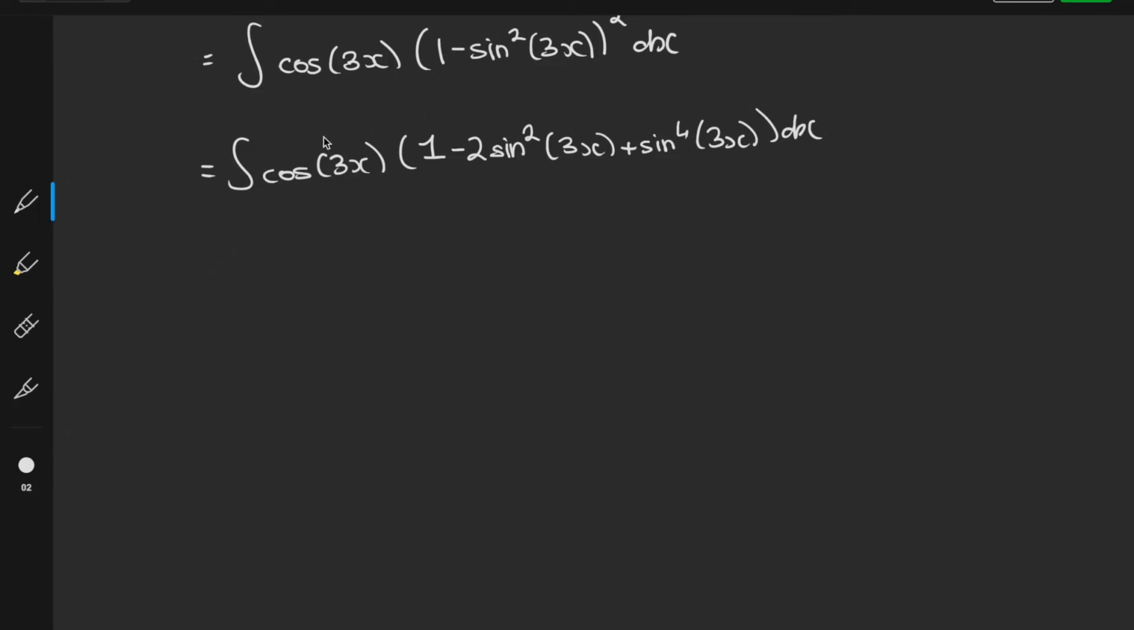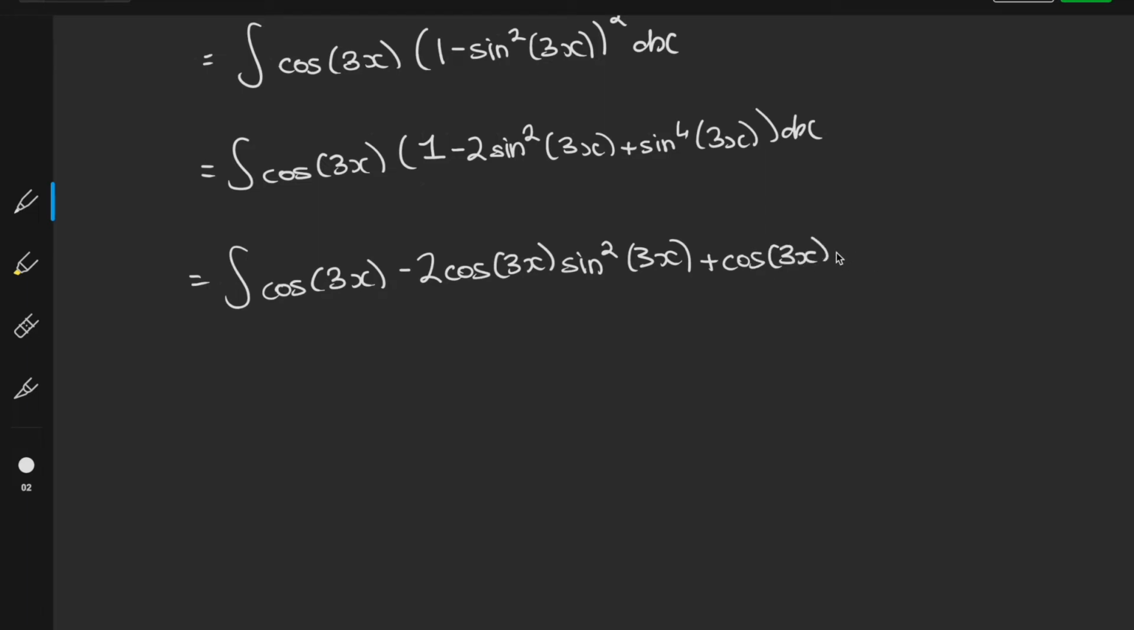So now we're literally just going to do a FOIL, as it's called. So we're going to do cosine of 3x times 1, which is, of course, simply cosine of 3x. And then cosine 3x times negative 2 sine squared 3x is negative 2 cosine 3x sine squared of 3x. And then once again, cosine of 3x times that sine to the 4 is just going to become cosine 3x times sine to the 4 of 3x.